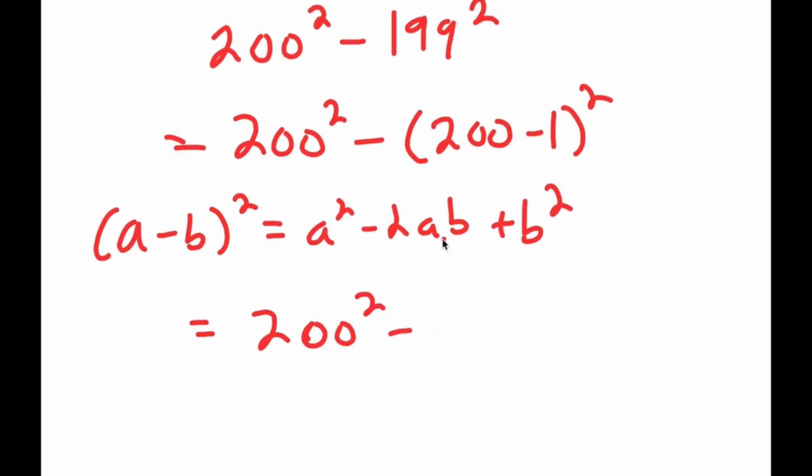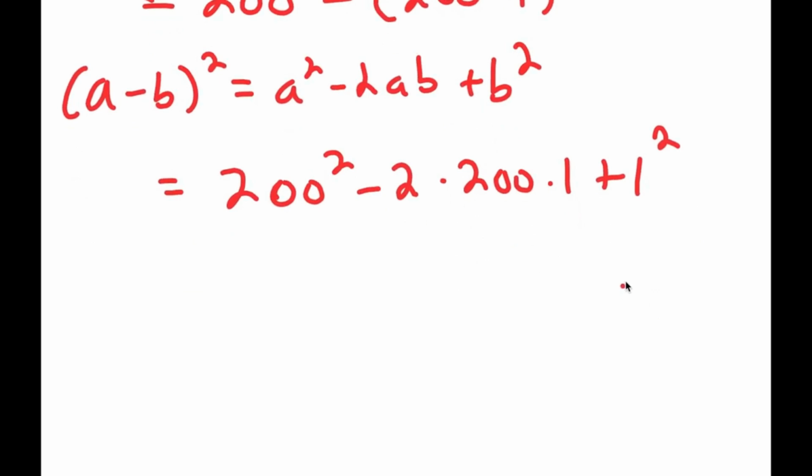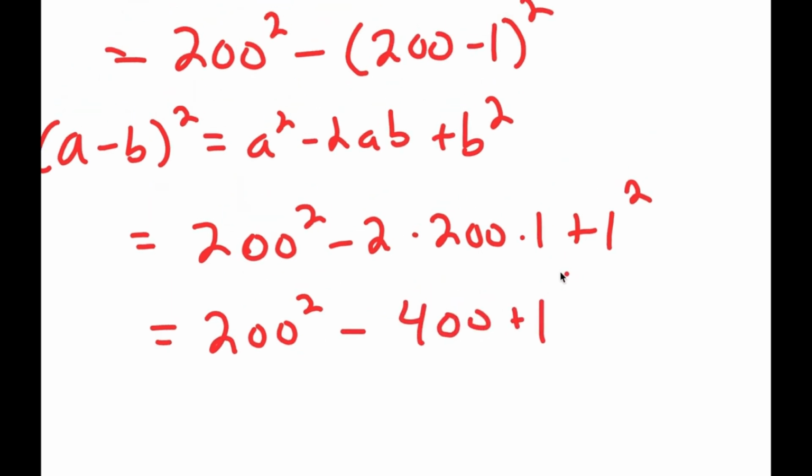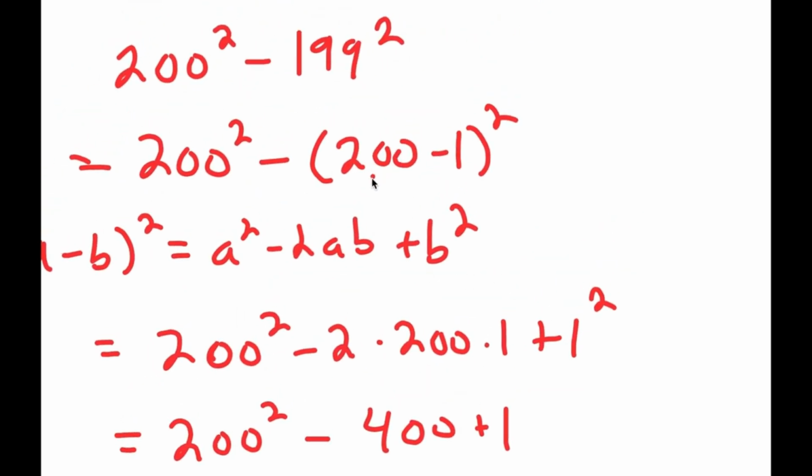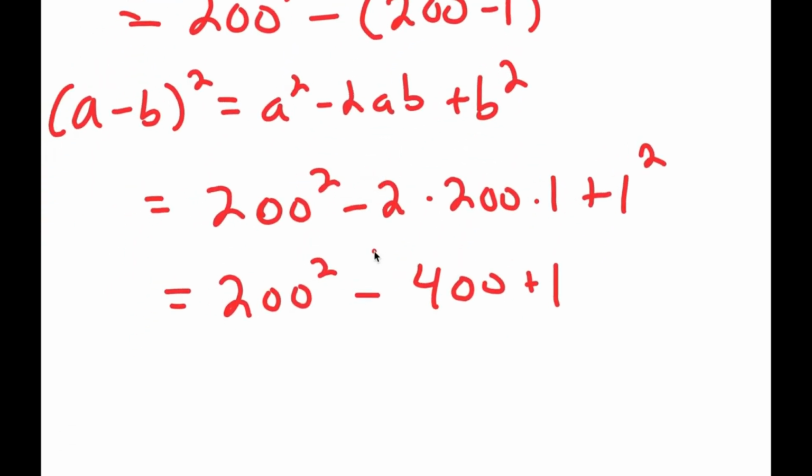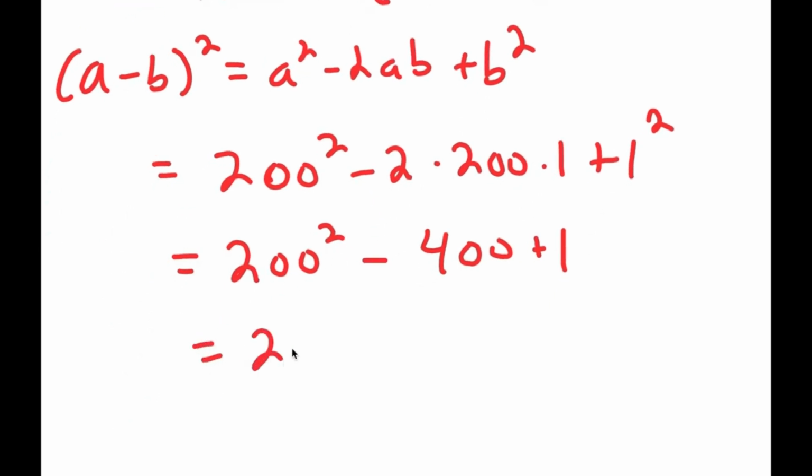is going to equal 200 squared minus 2 times 200 times 1 plus 1 squared. And this is equal to 200 squared minus 400 plus 1, and this is equal to 200 squared minus 399.